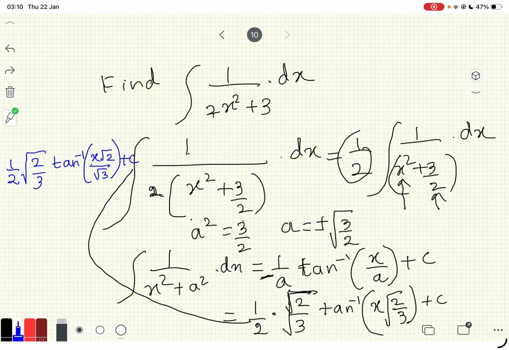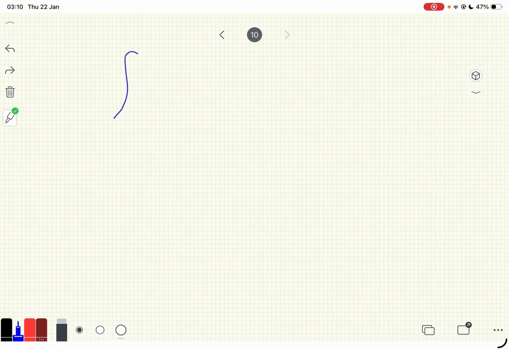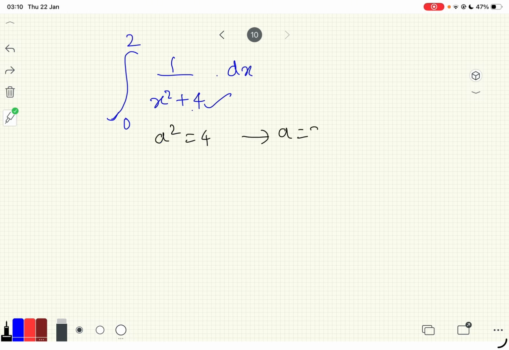And let's try one more question before we wind up this video to check whether we are more clear. Let's try a definite integral. Let's find the exact value of the integral, lower limit 0, upper bound 2, of 1 over x squared plus 4 dx. What's our first step? Whether the denominator is in x squared plus constant form. Yes, it is, so the first checklist item is fulfilled. Now you identify the a squared. Your a squared is 4, so a must be 2.